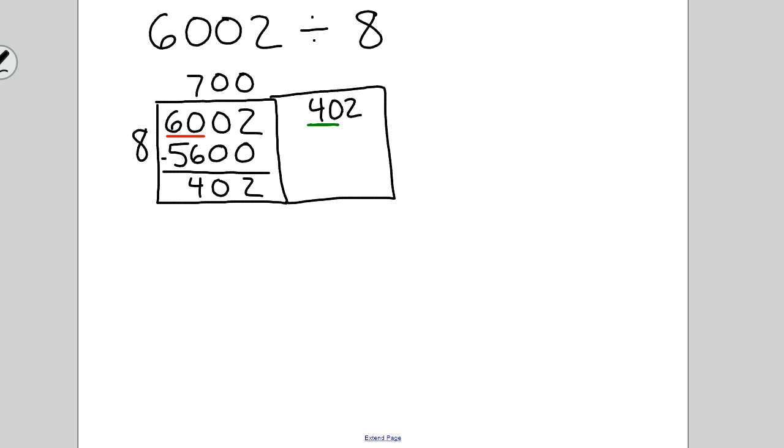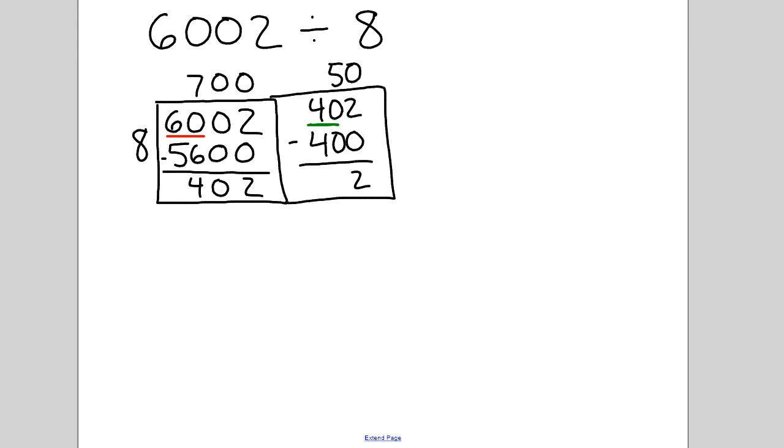So I'm going to put 5 tens, which would be 40. But I want more than that. I don't want 40, I want 400. So 10 times bigger is 50. 10 times bigger is 400. And I now have 2 left over.